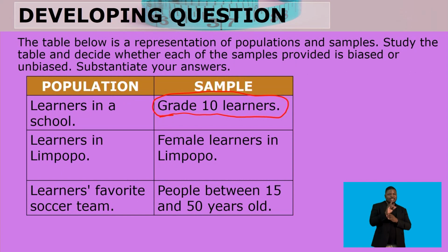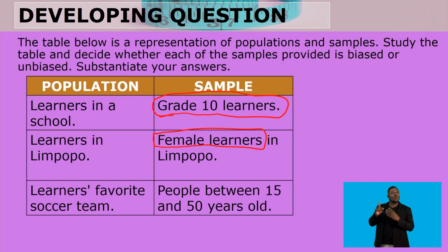Let's look at the next example. Learners in Limpopo. So that's a specific province. Now we're looking just at the female learners as our sample. Do you think that's fair? I don't think so. Because what about the boys? What about the male learners? So looking at that now, we've got a definite, again, bias situation, where you've taken just one portion into account and not the other. So to make it fair, you have to have a representation of everyone, of males and females.